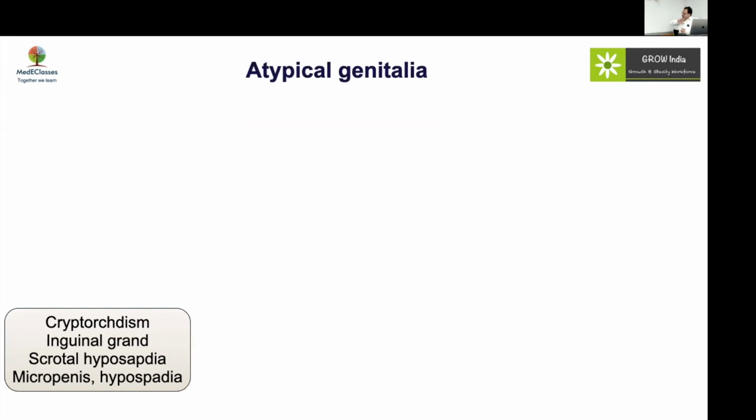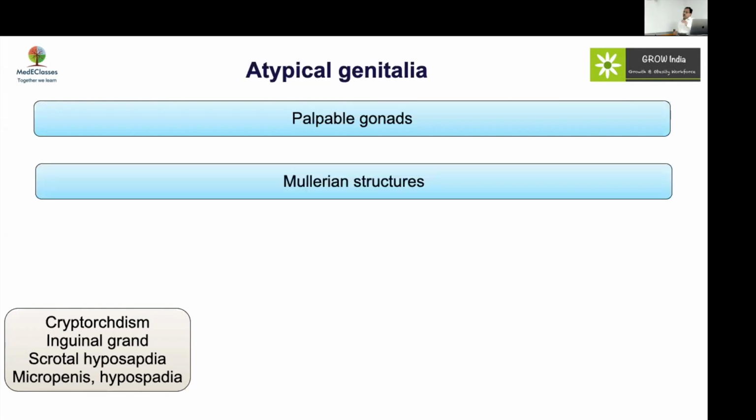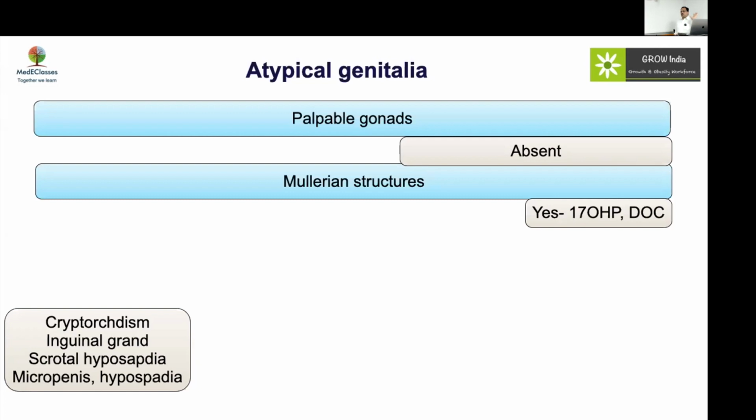Now if we just focus on individual evaluation, if you have atypical genitalia in the form of bilateral cryptorchidism, inguinal gonad, scrotal hypospadias, micropenis and hypospadias, look at the first thing. Are the gonads palpable or not? And are the Mullerian structures there or not? If you have no palpable gonad with a Mullerian structure, your job is very, very easy. So this is a XX DSD, most likely CAH, do a 17 OHP. If it's high, it is 21. If it's normal, do DOC, it will be 11. So this will give you diagnosis.